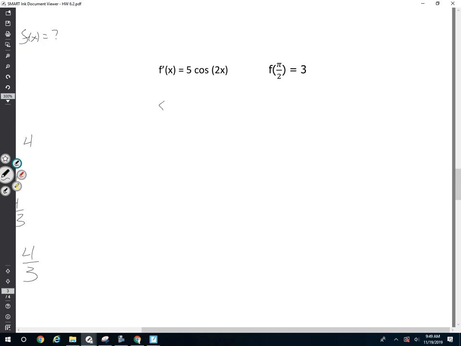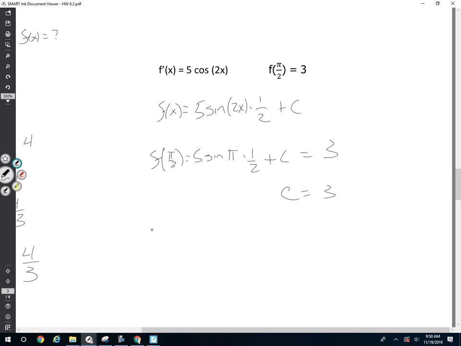Cos 2x, antiderivative, sine 2x times a half plus c. f of pi over 2, 5 sine pi over 2 times 2 is pi. I don't know what the sine of pi is. I do know it's 0. All right, well, that makes things easy. C is 3, and that is my solution. 5/2 sine 2x plus 3. All right, next one.